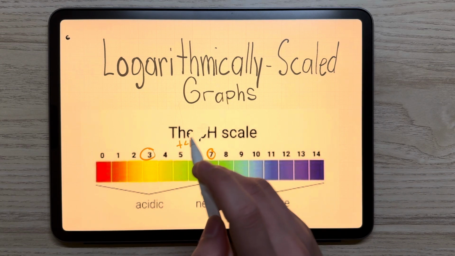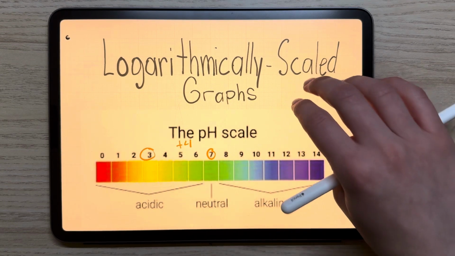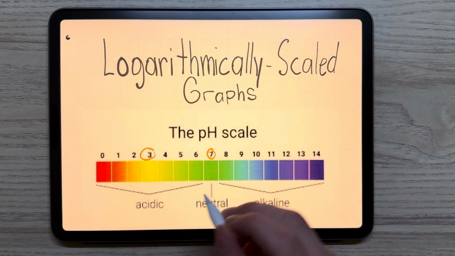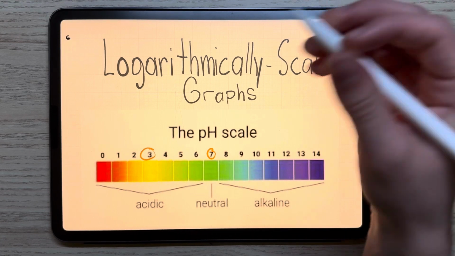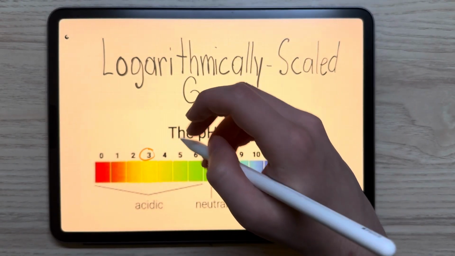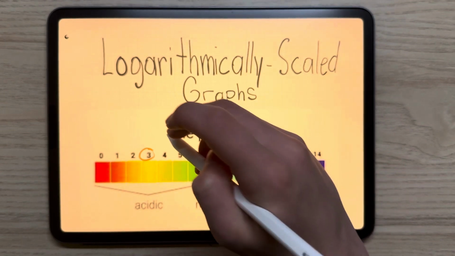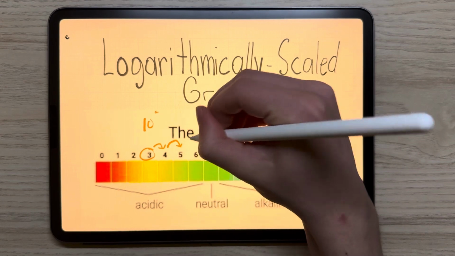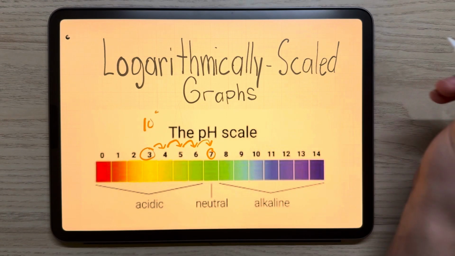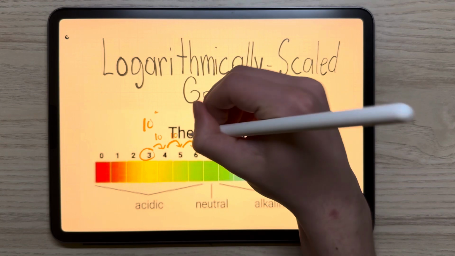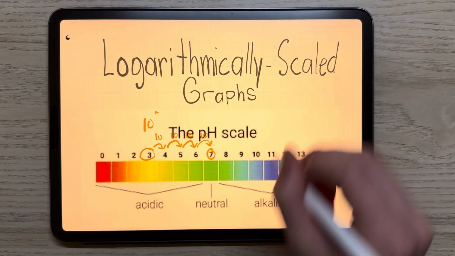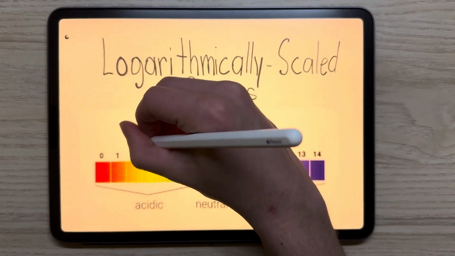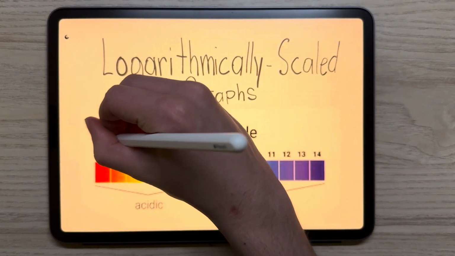But that's not the case. And it's not 4 times more either. In fact, the water is 10 to the 4th times larger. So each time that you get 1 pH higher, it's 10 times more basic, or 10 times more alkaline. And if you were to get 1 less in the other direction, it's 10 times more acidic.